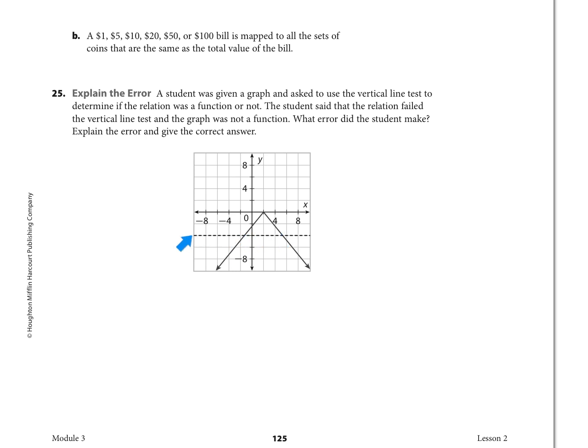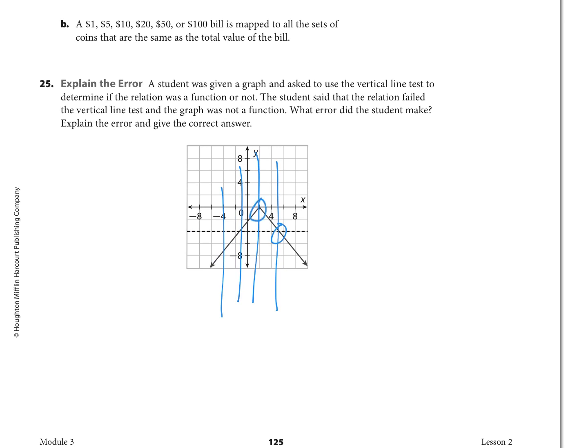The problem is they didn't draw a vertical line. They drew a horizontal line. Okay, so if we actually drew a vertical line, we're only going to hit it at 1 point every time. So in actuality, this really is a function. So make sure you know the difference between a horizontal and vertical line.